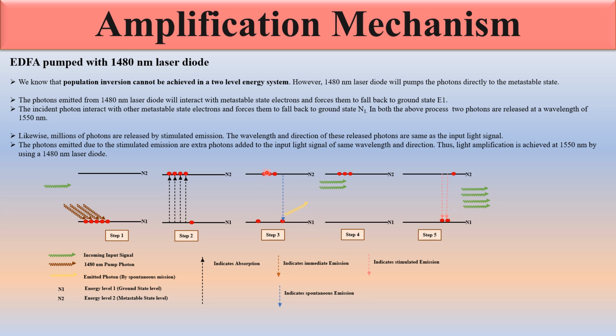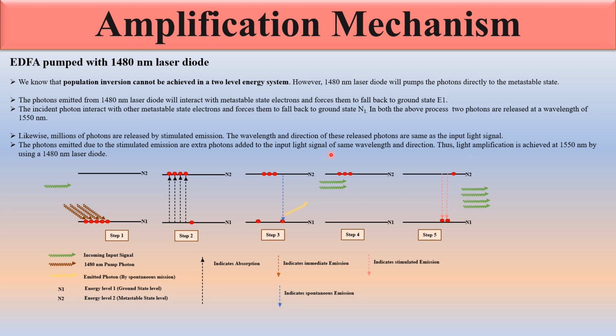And when the electrons automatically move from N2 to N1, it will create the spontaneous emission. And when the spontaneous emission interacts with the other photons, then it will stimulate the electrons to move from N2 to N1 as well.